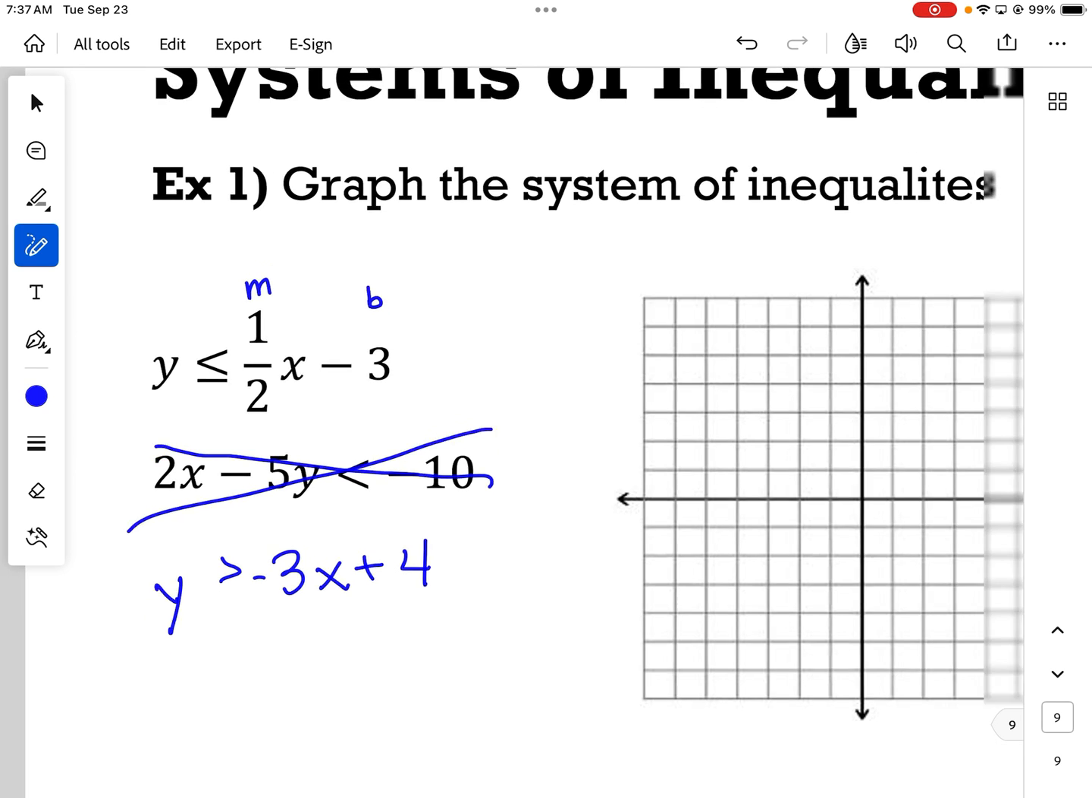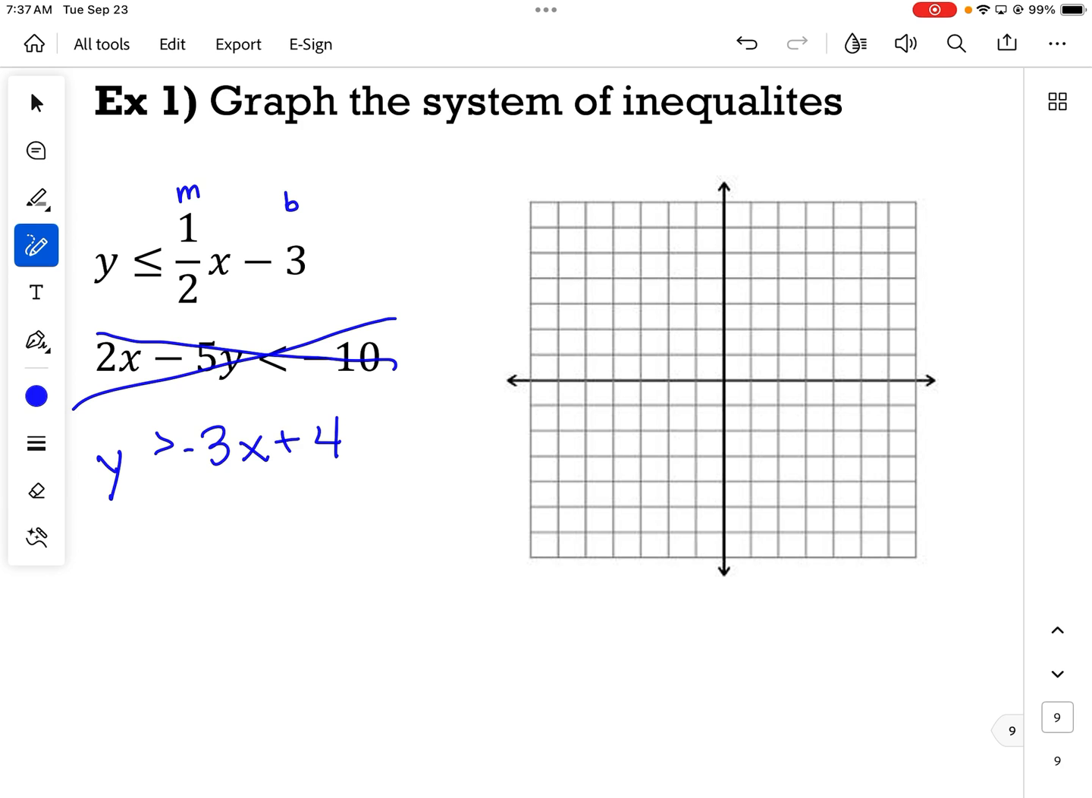So here's our m, here's our b. When we graph, we always start with the y-intercept, which is the b. Here's our y-axis. Here's our x-axis. So we are going to plot our y-intercept at negative 3. And then do our slope.